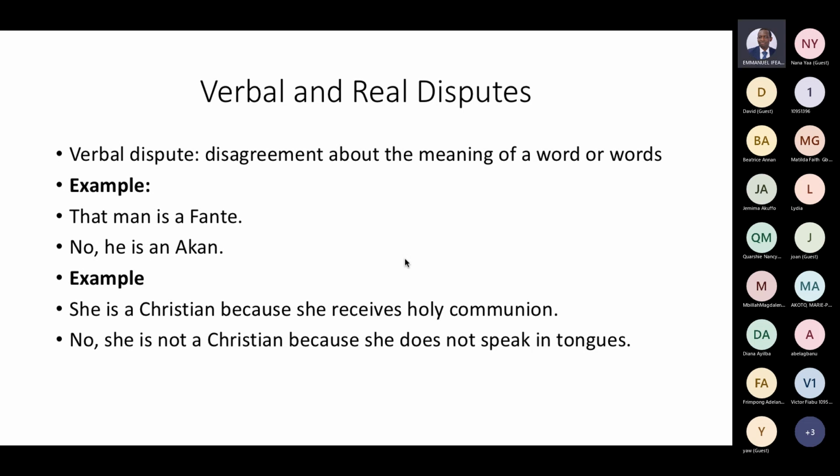We said a verbal dispute is a disagreement about the meaning of a word or words. So when there's a disagreement because one party doesn't understand the true meaning of a particular word, then it's a verbal disagreement. We don't regard it as a real disagreement. "That man is a Fanti." "No, he's an Akan." So the second person doesn't know that a Fanti is an Akan. That's not a real disagreement. We call it a verbal disagreement. All you need to do is to say, oh, a Fanti is an Akan, and then the argument disappears.